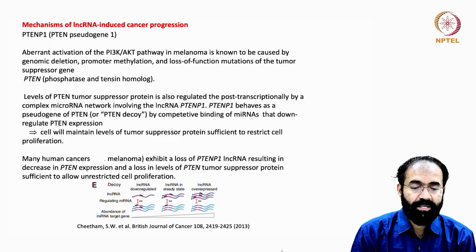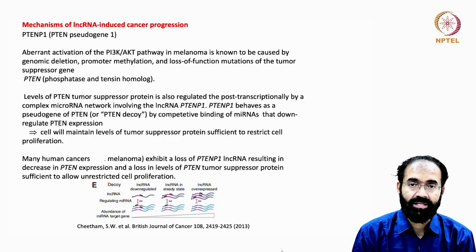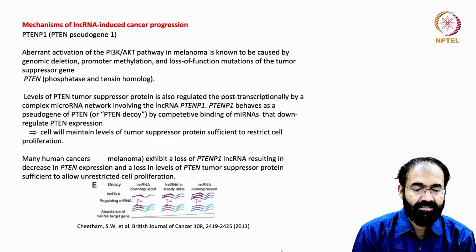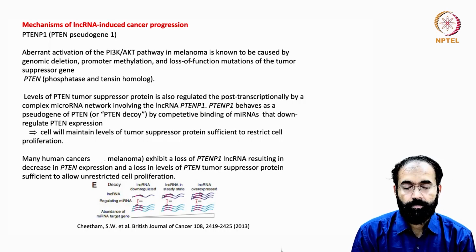So the levels of PTEN tumor suppressor protein are also regulated post-transcriptionally, at the post-transcriptional level, by a complex microRNA network involving the long non-coding RNA PTENP1. Its name is PTEN pseudogene 1. PTENP1 behaves as a pseudogene of PTEN, or we can also call it a PTEN decoy. So a pseudogene basically works in multiple ways.